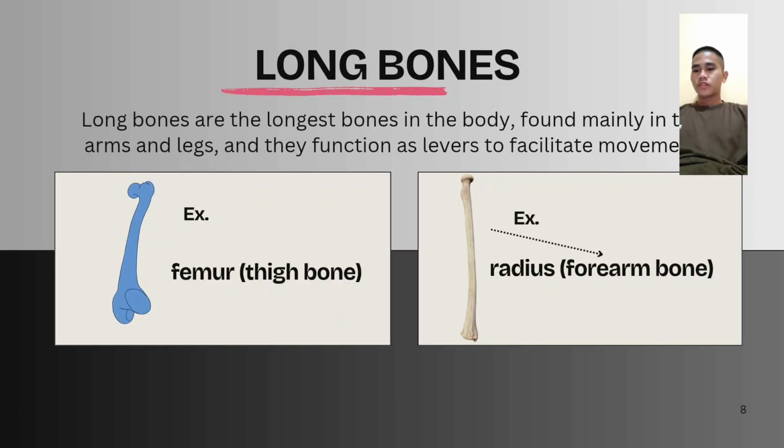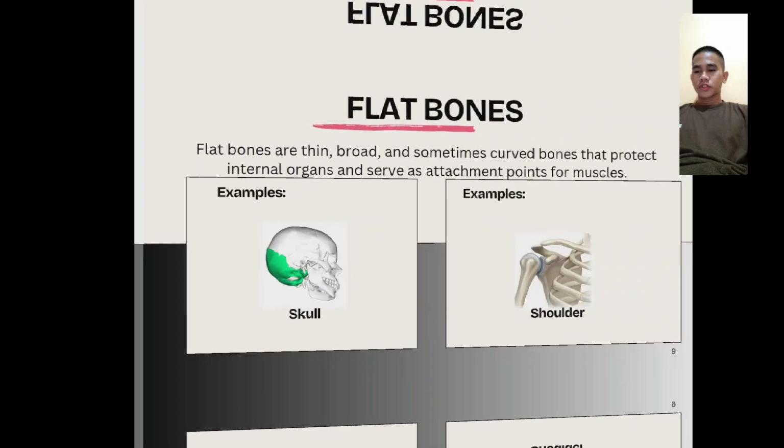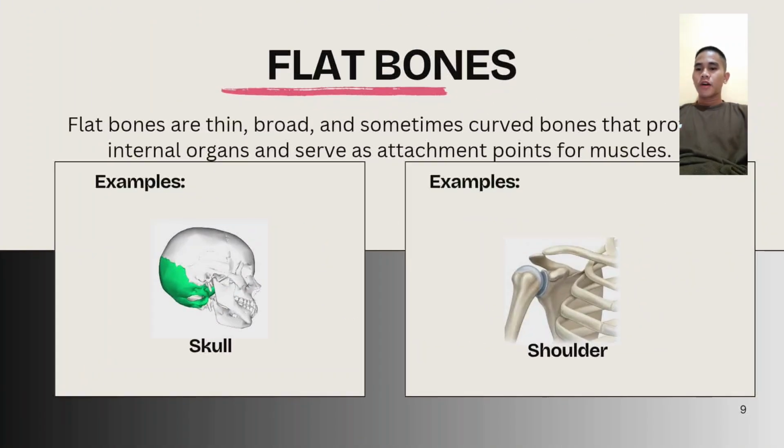So, the third part of the skeletal system, flat bones. Flat bones are broad and sometimes curved bones that protect internal organs and serve as attachment points for muscles. So the two examples of flat bones, first skull, and second shoulder.